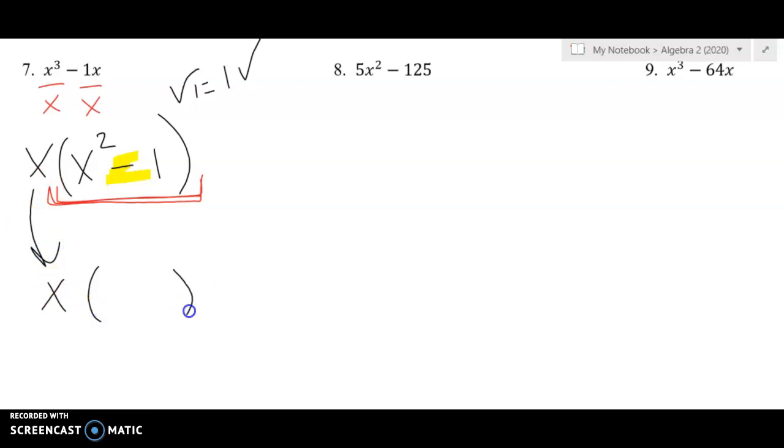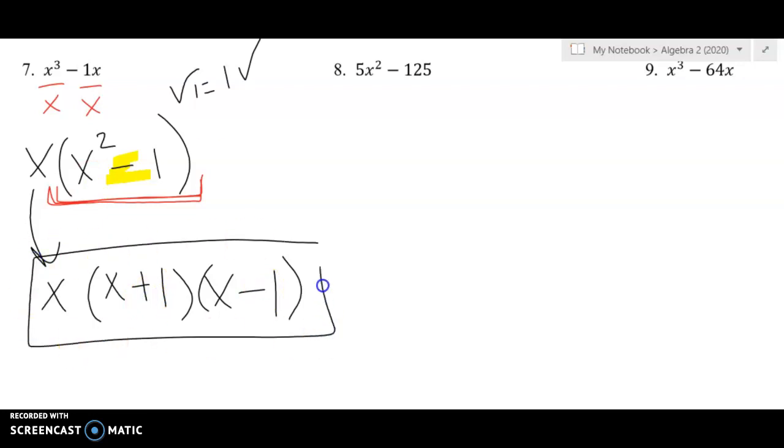Don't forget about the x in the beginning. I separate x squared. The square root of 1 is just 1, so I put in my 1s there. One of them is positive, one of them is negative. And that actually worked out. This next one, I'm going to take out a GCF of 5. So I'm going to pull out 5 from both of these. That's going to leave me with x squared minus 25.